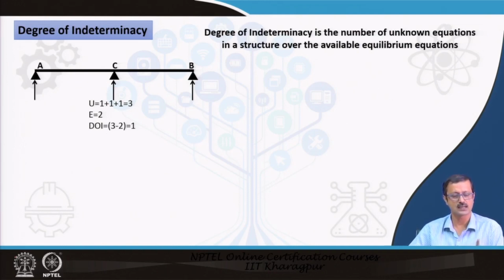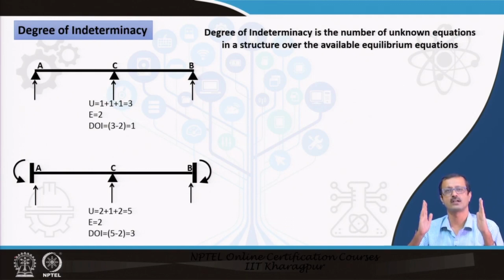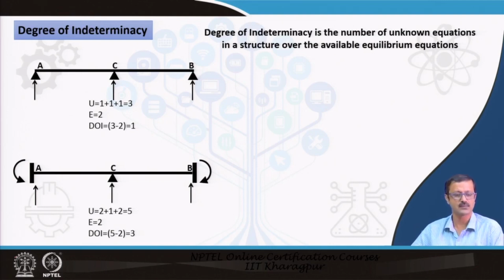Unknowns are 3, there are 3 vertical reactions, 1 plus 1 plus 1: 1 at A, 1 at B and 1 at C. So, 3 unknowns and equations available are 2, sigma Fy equal to 0 and sigma M equal to 0. So, DOI, degree of indeterminacy, is 3 minus 2 equal to 1. For this particular beam, the A and B ends are fixed ends. Whenever it is fixed, 2 more unknowns come into the picture, and at the fixed end, as you know, there are moments. The moments are also unknown. How much is the moment, I do not know. At least in the first figure I know that at A and at B the moment is equal to 0.